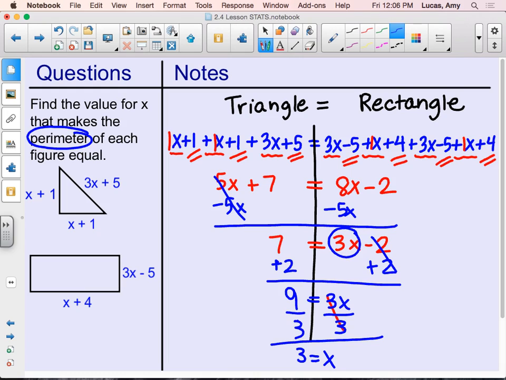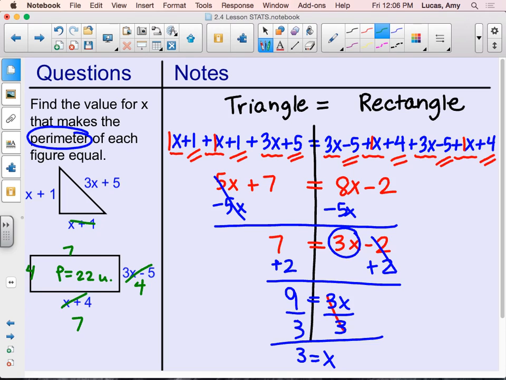So did I answer the question? Yes. Find the value for x that makes the perimeter of each figure equal. 3. Can I plug it in and check it? Absolutely. 3 plus 4 is 7. 3 times 3 is 9. 9 minus 5 is 4. So if I add all of these sides up, 7, 7, and 4, I get a perimeter of 22 units.